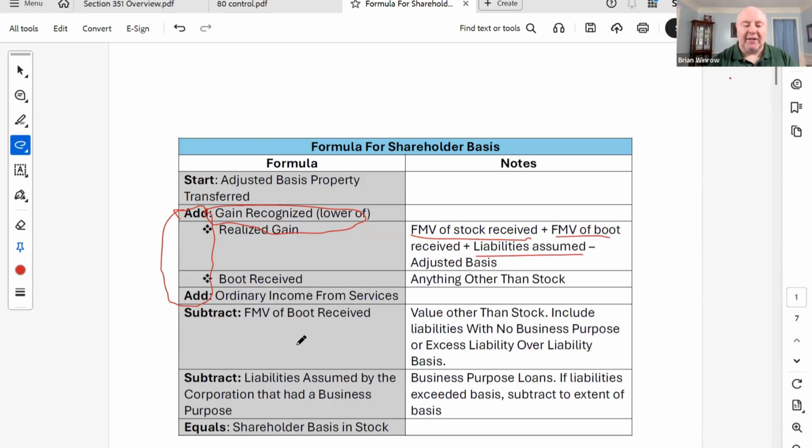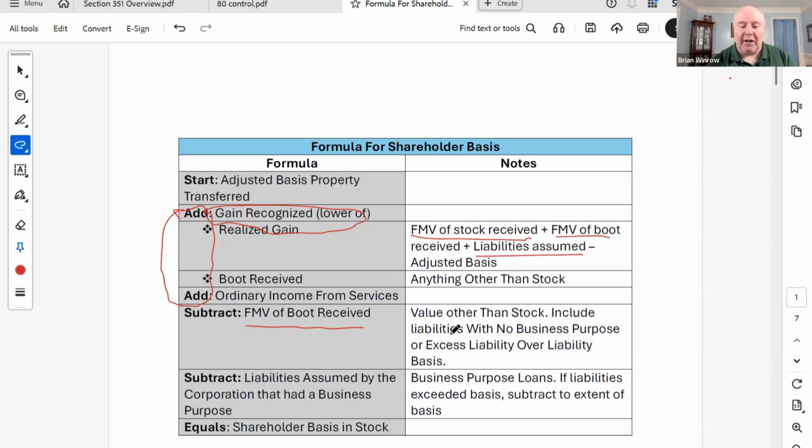And then we subtract several things. We subtract the fair market value of boot received. Okay, so we've added it in, and then we're subtracting the fair market value of boot received. Now, you can see sometimes we're using boot here, and then we're subtracting it out, but we're not always using boot. Sometimes it's realized gain. It's the lower of the two. But we subtract out boot received.